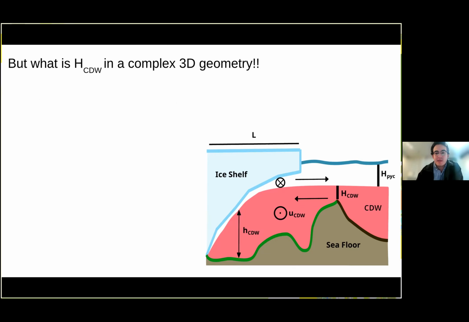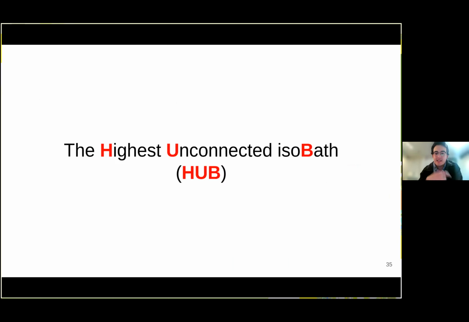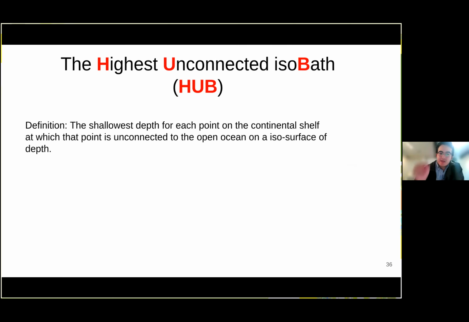And so we came up with this thing that we call the highest unconnected isobath, or HUB, which is going to help us calculate that layer thickness. And the highest unconnected isobath is the shallowest depth for each point on the continental shelf at which that point is unconnected to the open ocean on an isosurface of depth, which is a really hard definition to wrap your head around. So I'm going to walk us through it in 2D and then in 3D.